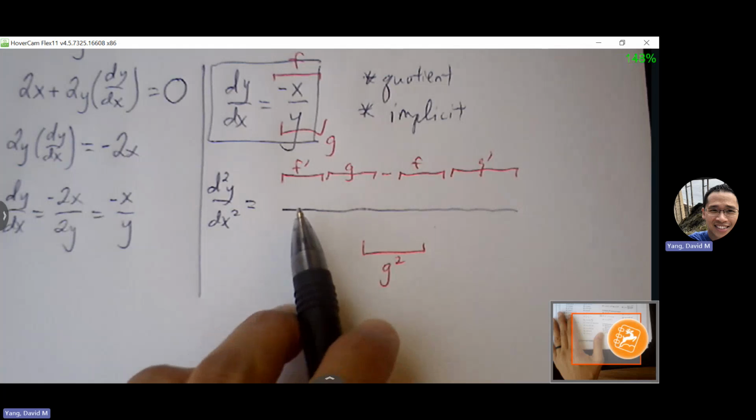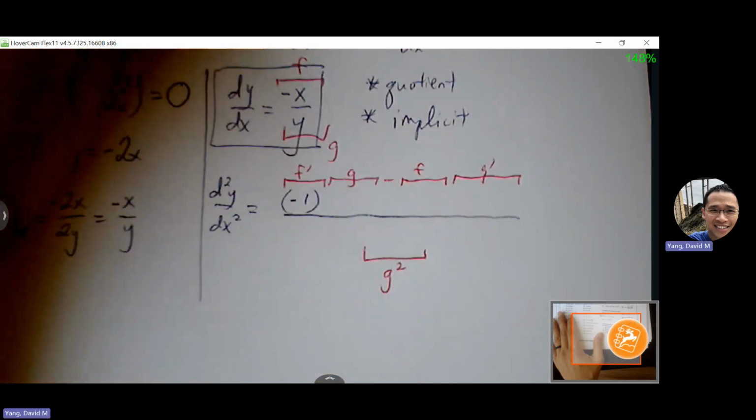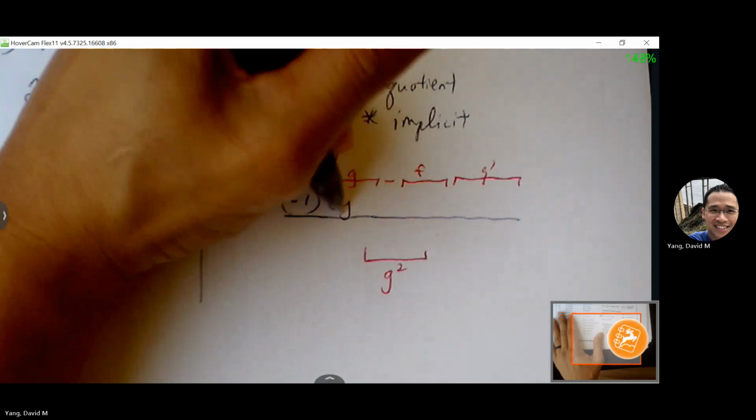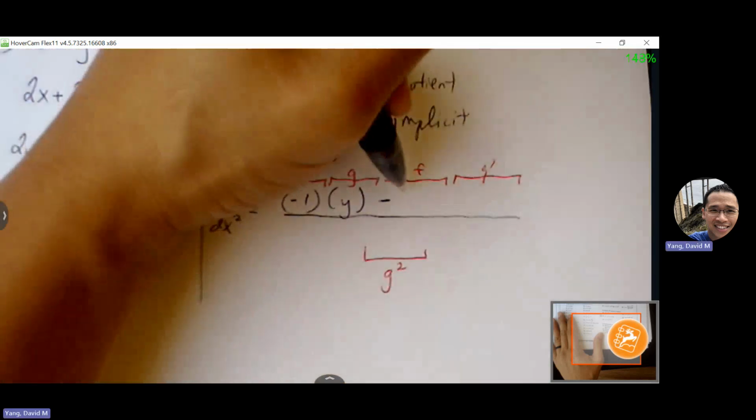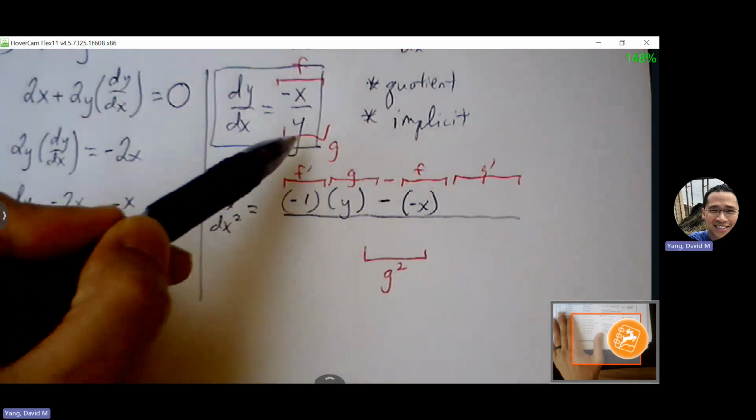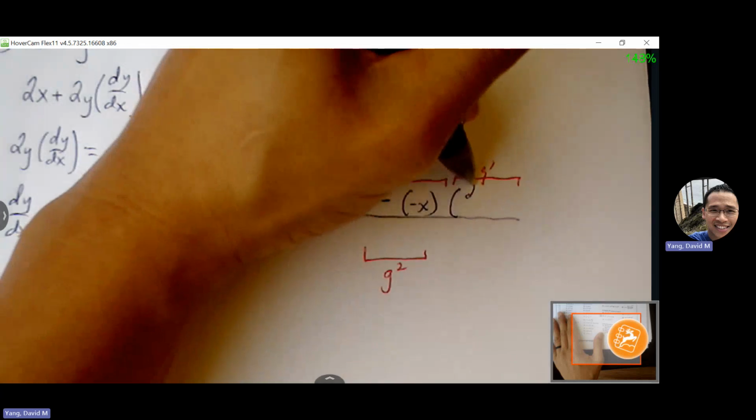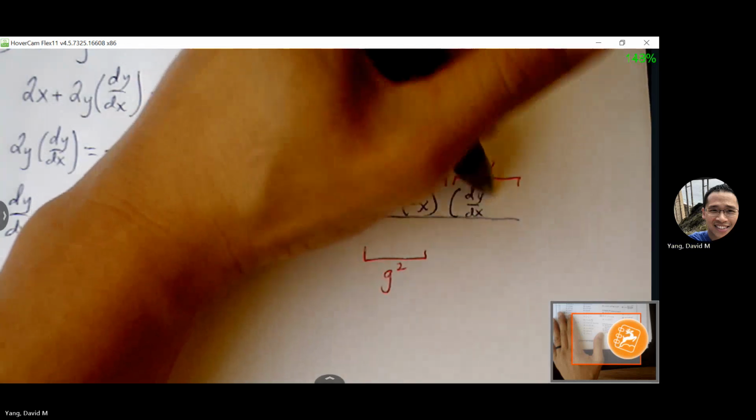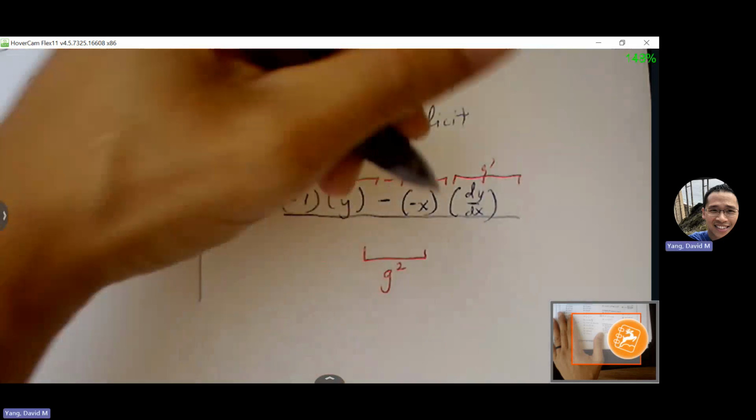All right, what's f prime going to be? Negative 1. G function, no changes. Back to f. What's g prime going to be? Right, 1 dy dx. You can drop the 1 if you wanted to, but definitely need that dy dx, all over y squared.